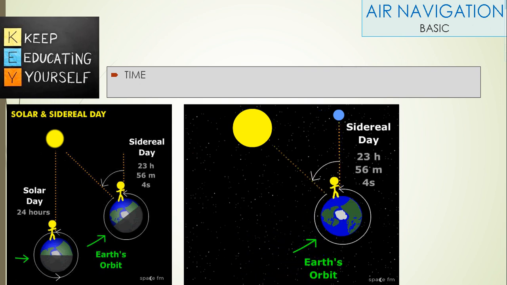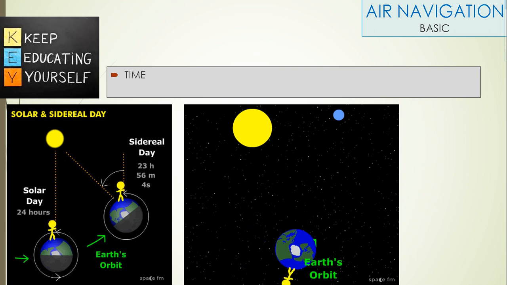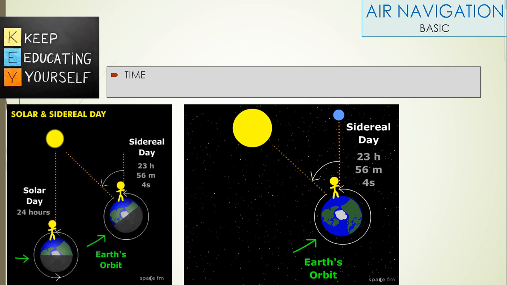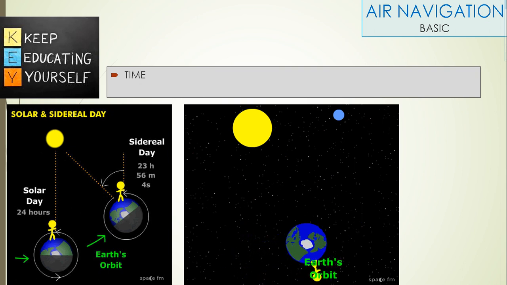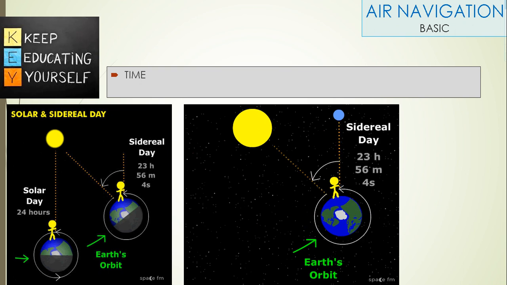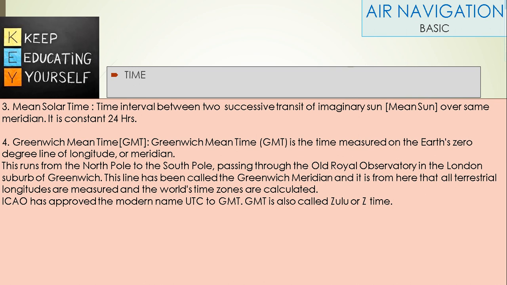Solar day is 24 hours. However, with reference to a star, the observer's position changes. As it goes close to that, it takes less time to observe the same star. So it takes 14 minutes less. Mean solar time: the time interval between two successive transits of an imaginary sun over the same meridian is constant, 24 hours. For theoretical concepts, we have to assume some theoretical imaginary sun, which is known as the mean sun.